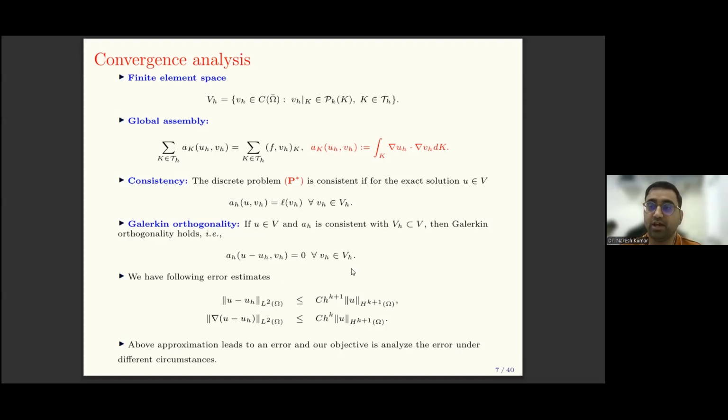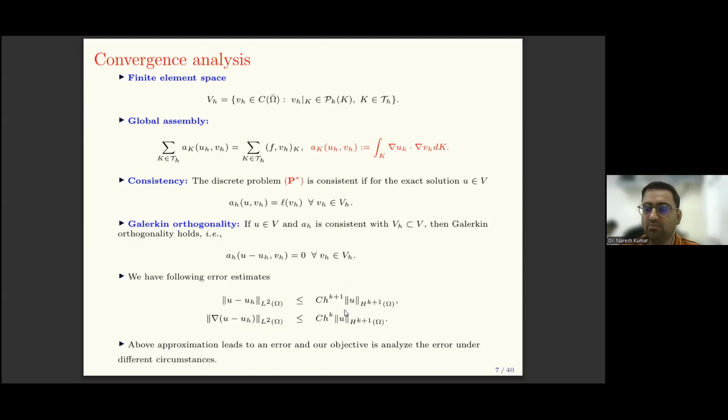This property is very important in the classical finite element method, because it helps in the error analysis part. It helps to reduce the complexity in the error analysis. So this Galerkin orthogonality is the key point in the classical finite element method. Then using these properties, like polynomial interpolation and approximation properties and Galerkin orthogonality, we can derive these estimates in the L2 norm and in the H1 norm, or sometimes we call it the gradient norm.